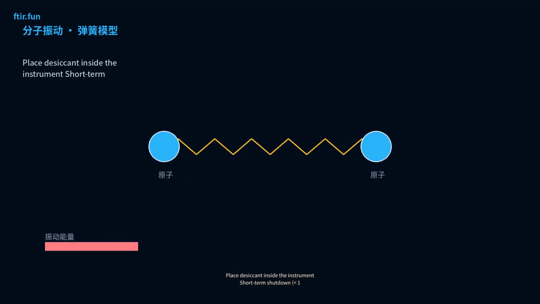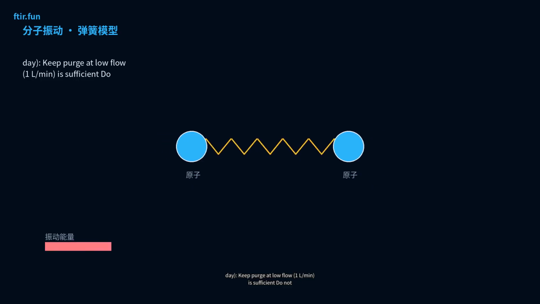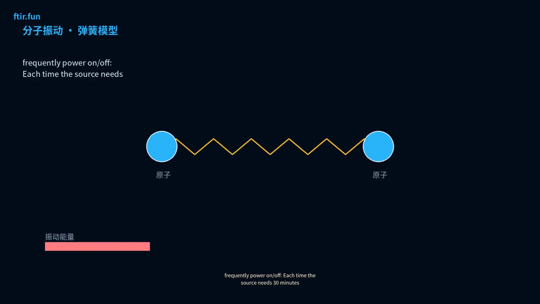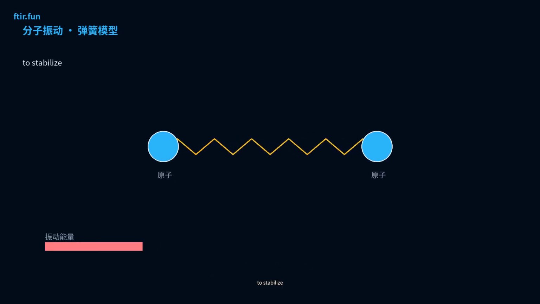1 week. Place desiccant inside the instrument. Short-term shutdown, 1 day: keep purge at low flow. 1 L per minute is sufficient. Do not frequently power on and off. Each time the source needs 30 minutes to stabilize.